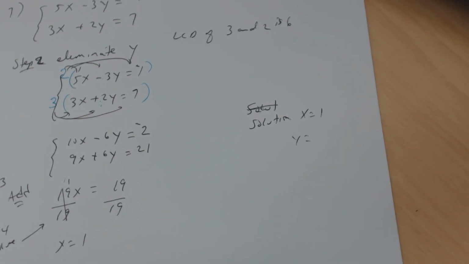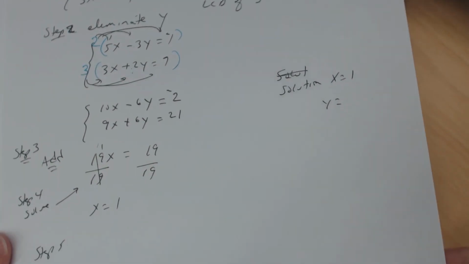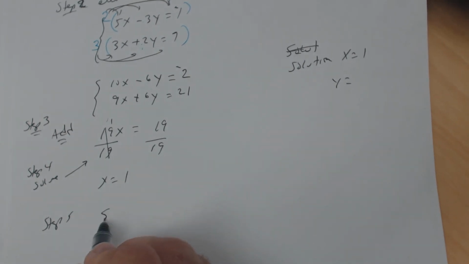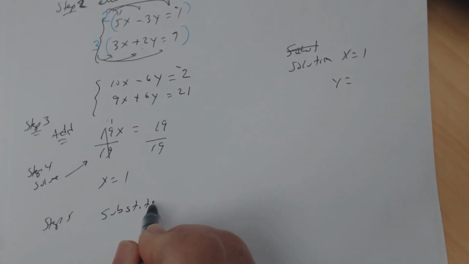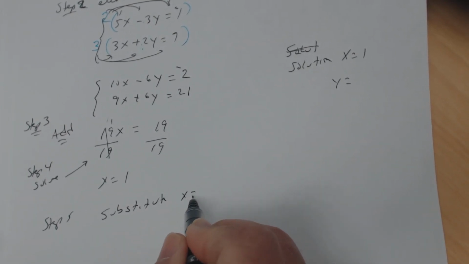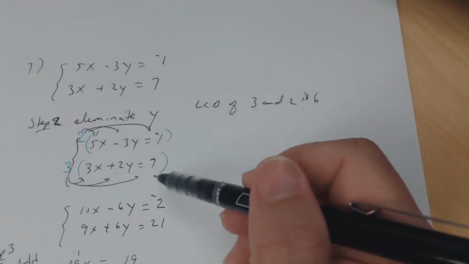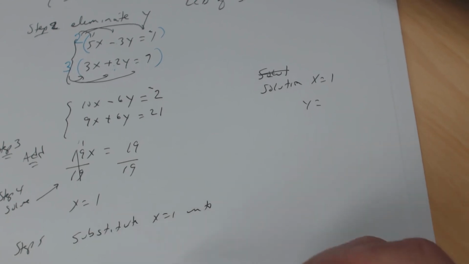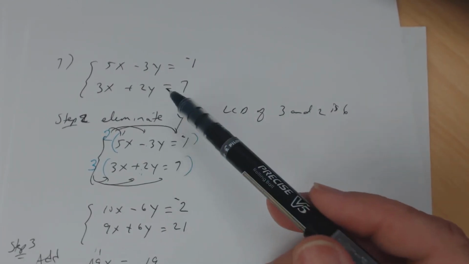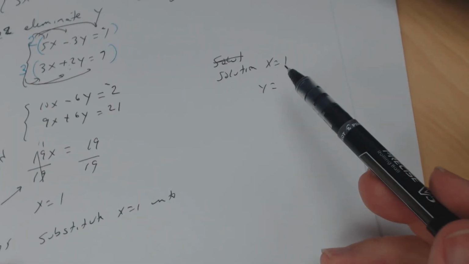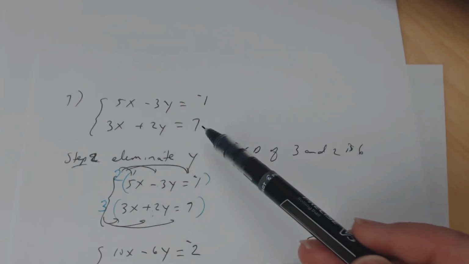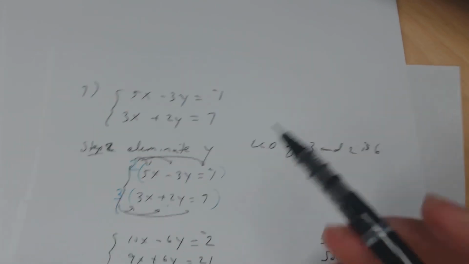So I got to find y. So step 5 is where you're going to substitute. So you're going to back substitute. So you're going to substitute x equal 1 into. Now remember, I went back and I changed this negative 1 because I wanted this to be an integer. So I'm going to substitute x equal 1 into one of these equations. Again, it does not matter which one. Let's use the first one.